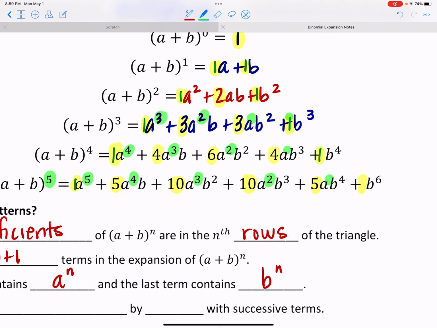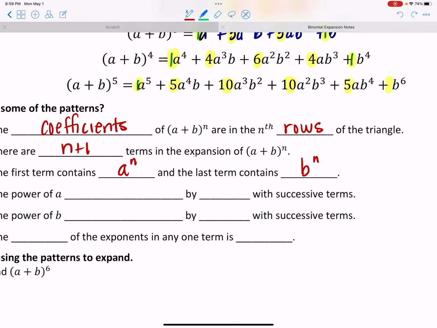And so what we see happening with the powers of a is they are decreasing by 1 with each successive term. Why did I say increase? Decreases by 1 with each successive term. So we're starting with a to the nth power, and then we're going to decrease down by 1 with every single successive term until we end with our last term being a to the 0, a going away basically. And then b is working in reverse.